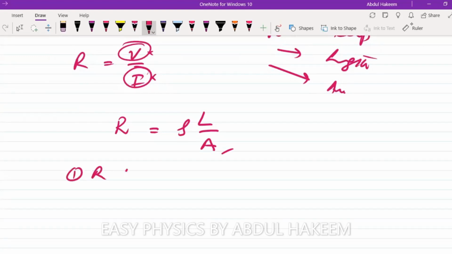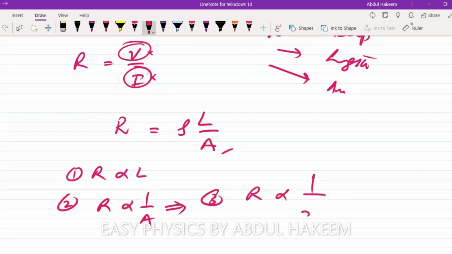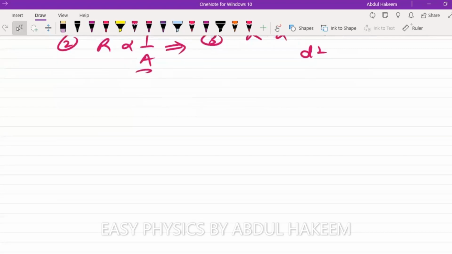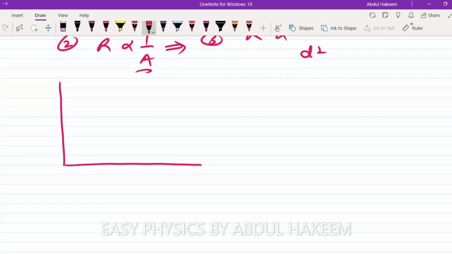Meaning, number one, resistance is directly proportional to length. Number two, resistance is inversely proportional to area. And number three, from this, resistance is inversely proportional to diameter squared. When diameter becomes double, resistance becomes 1/4. When area becomes double, resistance becomes half. Okay, then the graph: if the metal is an ohmic conductor, then the graph between V and I is a straight line passing through the origin. Ohmic conductor means the temperature is constant, resistance is constant, and the gradient is the resistance.